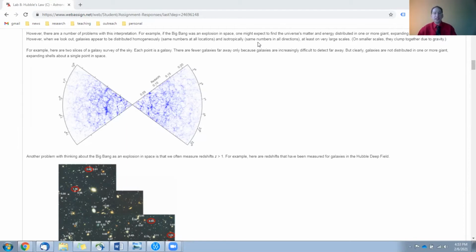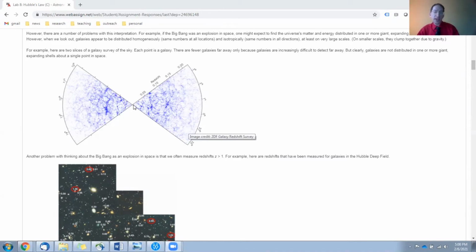To see this, take a look at these two slices of a large galaxy survey. This is a survey of the galaxies in the observable universe. And in this plot, each point corresponds to an entire galaxy.